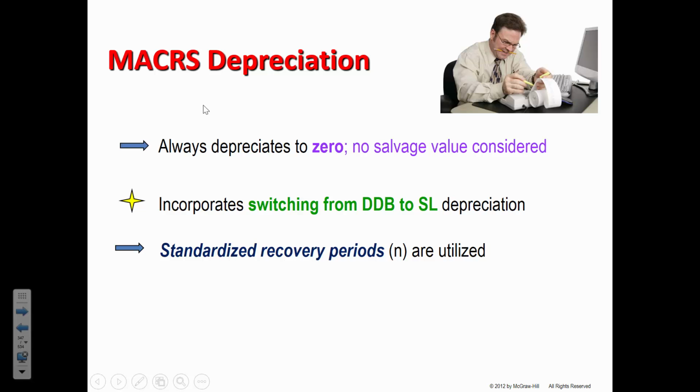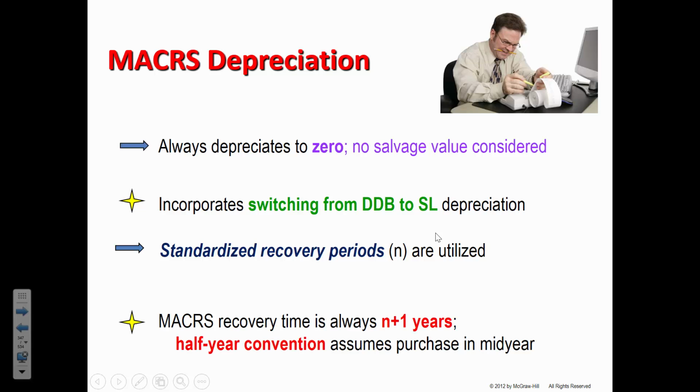Now, in this method, what we do is we look up classification systems to know what recovery period the equipment should use. It's not information you get from the manufacturer. It's not something that you assume. It's actually kind of a legal description and a classification system where equipment is put into certain categories, and everything in that category depreciates for a certain amount of time regardless of how long it'll actually last.